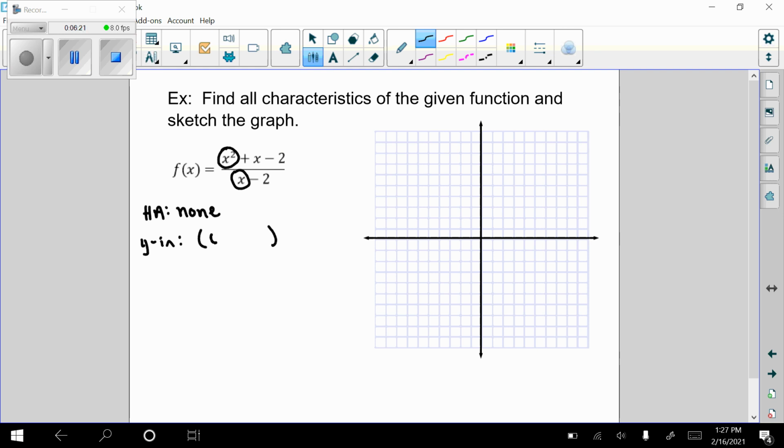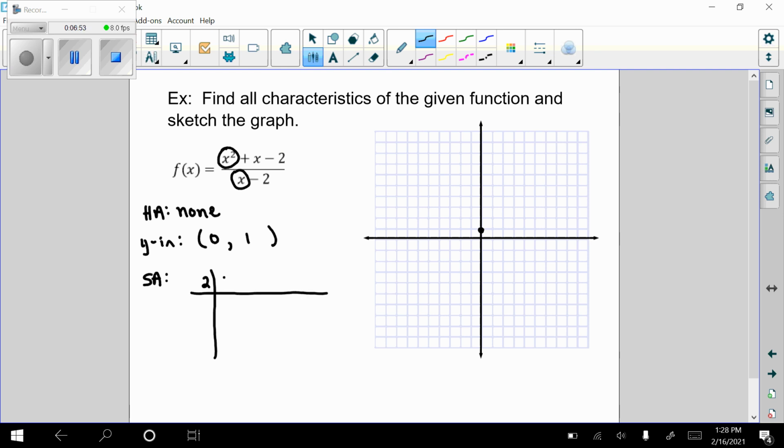So if I let x equal 0, I get negative 2 over 2, which is going to be 1. So I have a y-intercept here. I can go ahead and calculate my slant. The way you do that is you take the numerator divided by the denominator, and you can use synthetic division for that. The potential 0 of the denominator is 2.